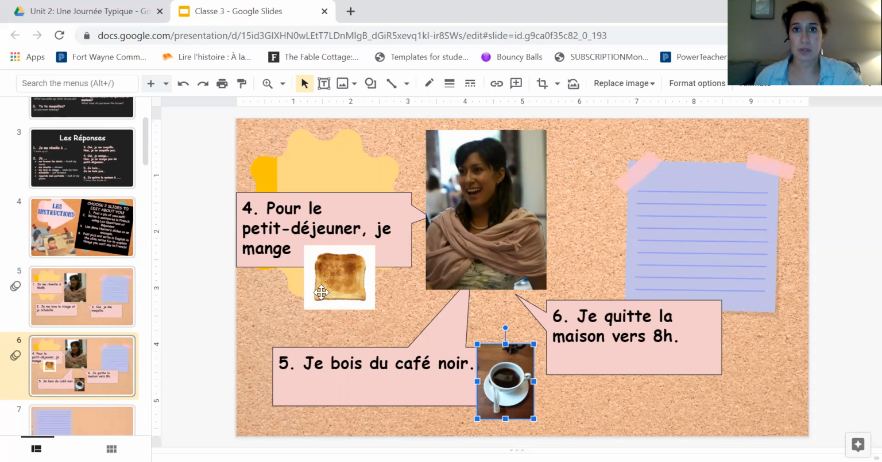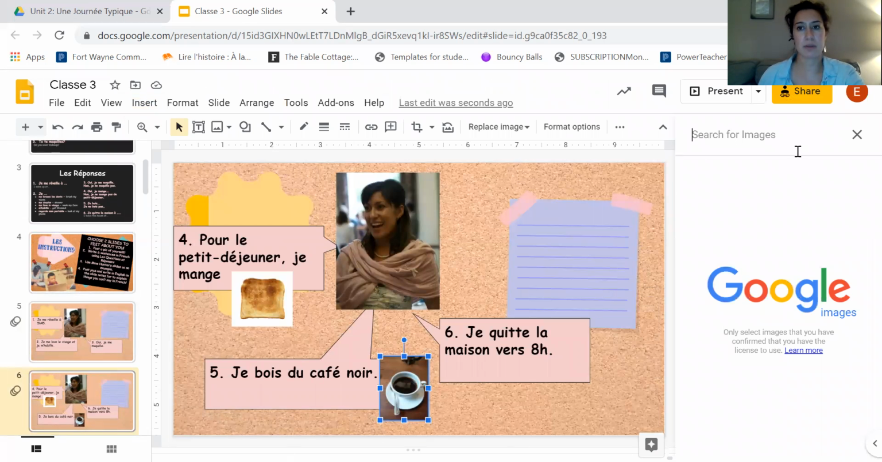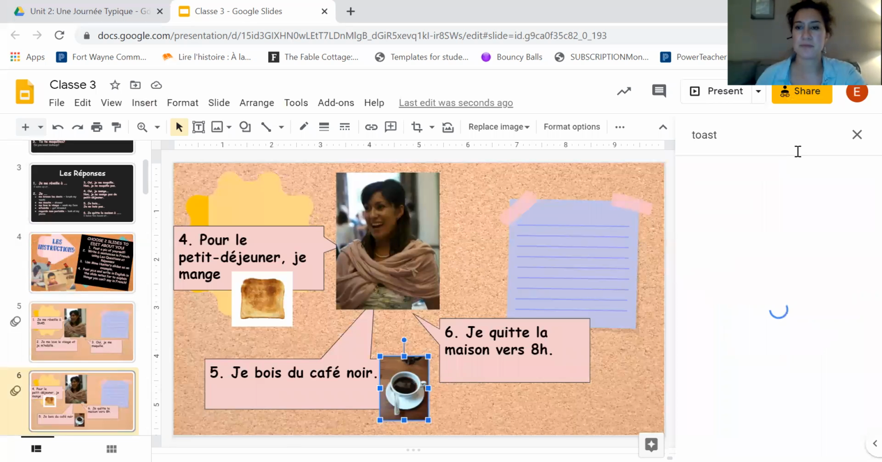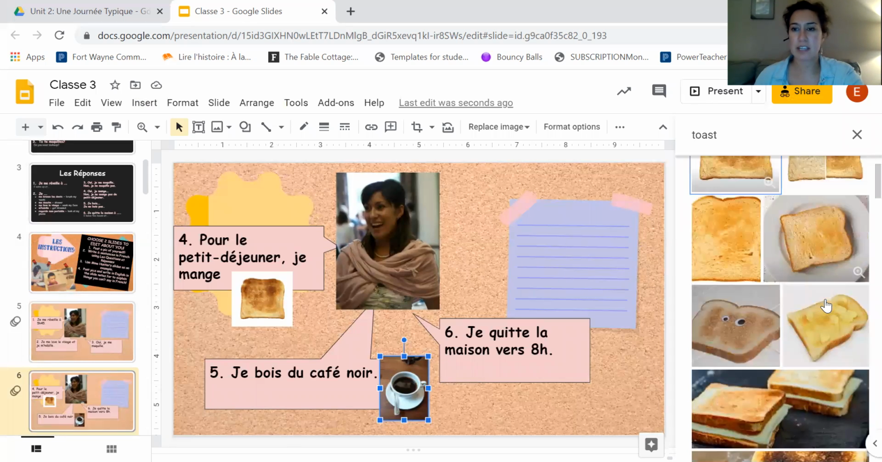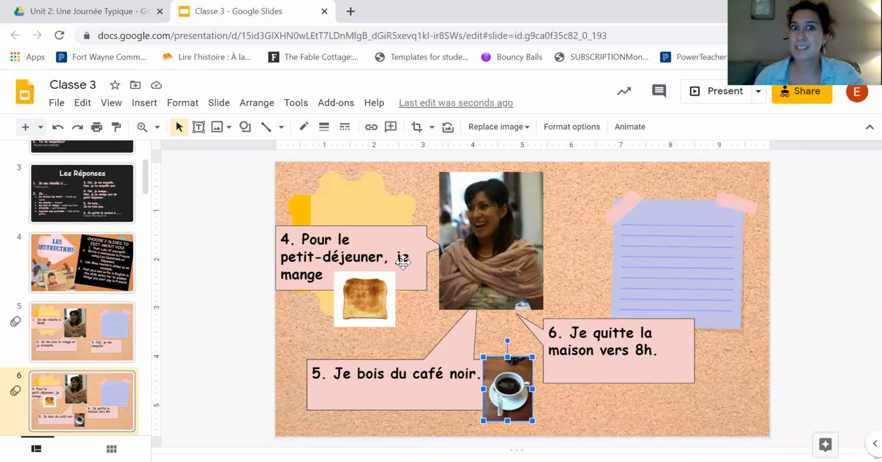So we've never talked about what toast is. So what I did is go to insert, image, and then search the web. And so it brings up a search here, and I put toast in. And I came up with toast, and I can spend a long time searching through all the images, but that's a waste of time. So I just picked the first one and put it here, and then put it across. So I don't put toast because toast is English. So I just put the image there.